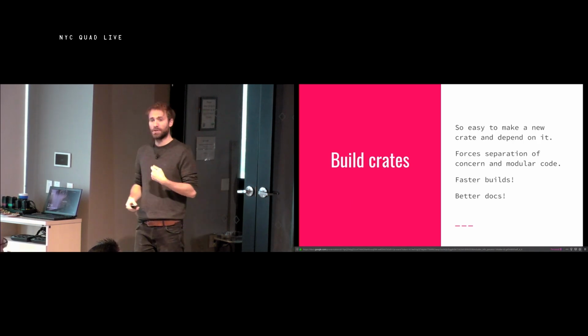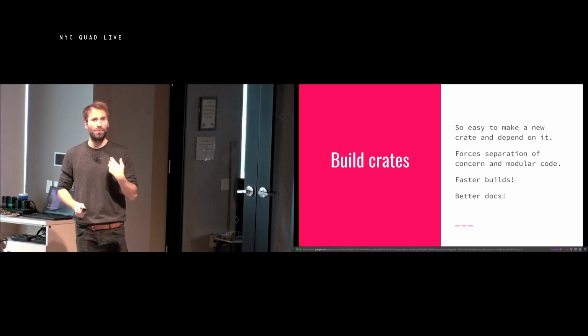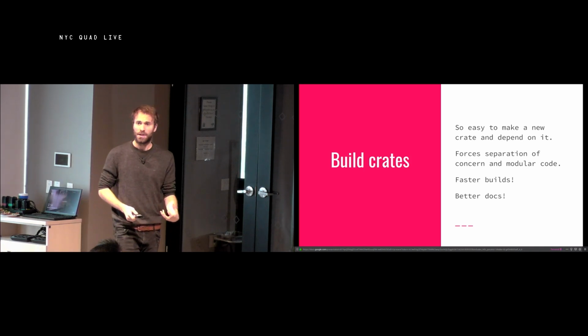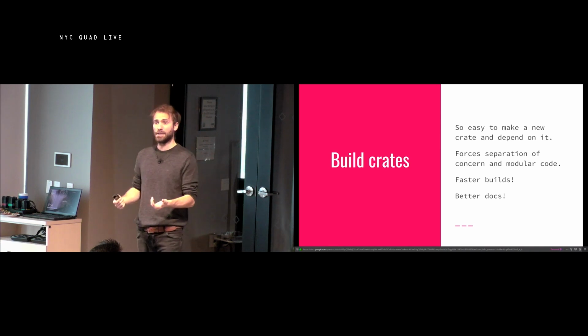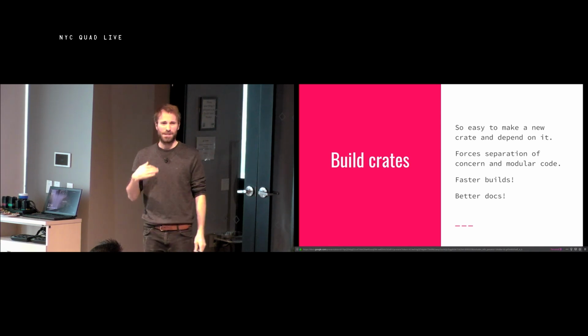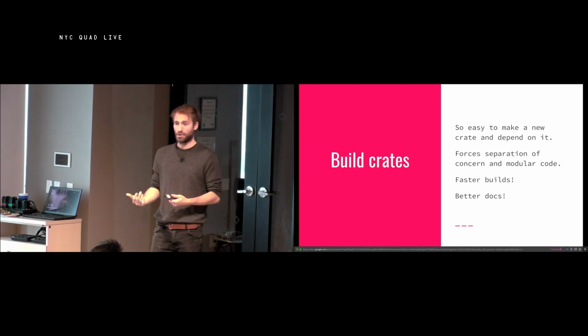I also recommend that you build crates. A crate in Rust is basically a library, but they're really, really easy to make new ones. The overhead to making a new one is really low. The overhead for adding a dependency on one is really low. And the reason is because it basically forces you to do separation of concerns. It forces you to write modular code.